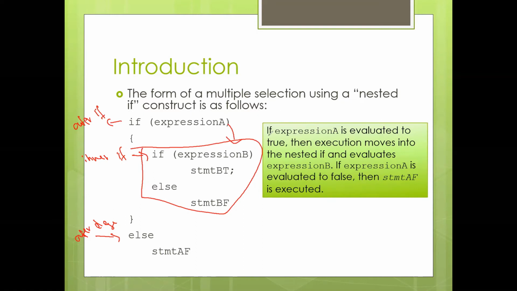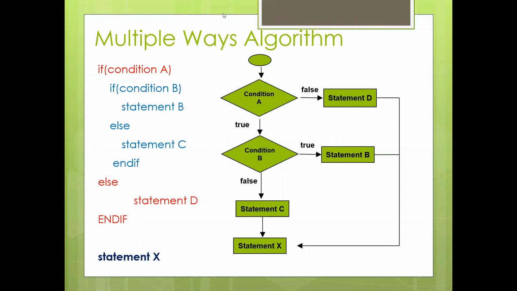Okay. It says that if expression A is evaluated to the true, then execution move into the nested if and evaluate expression B. Maksudnya sekarang, kalau ini true, baru awak boleh jumpa apa yang berada di dalam ni. Okey, tapi kalau ini salah, awak takkan tahu pun dalam ni ada lagi if yang lain. Itu maksudnya. Kalau ini salah, dia akan pergi jump ke outer else. Maksudnya ini dengan ini couple dia. Itu maksud dia.